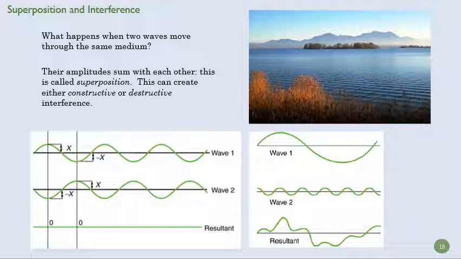So two phrases here, interference and superposition. Interference just means the two waves are running into each other. Superposition means that we're adding those together, adding the amplitudes together.